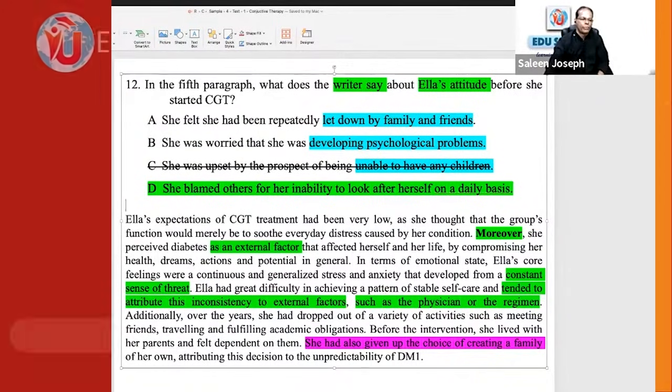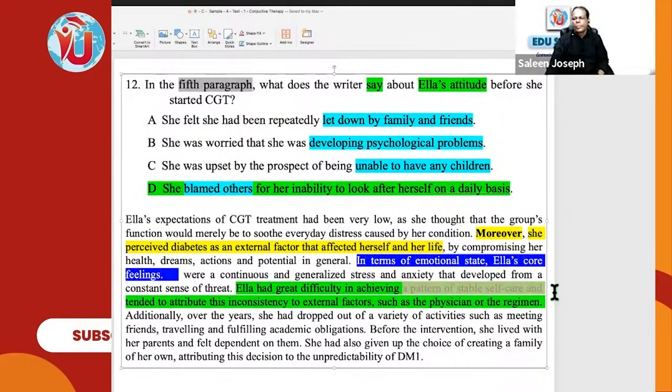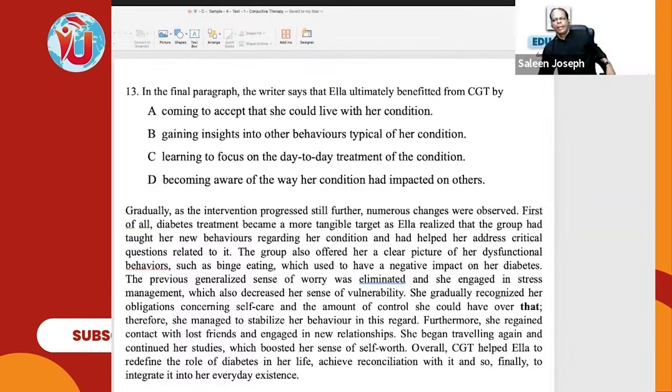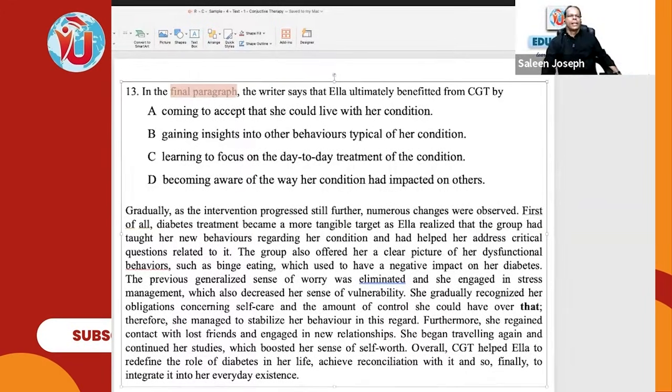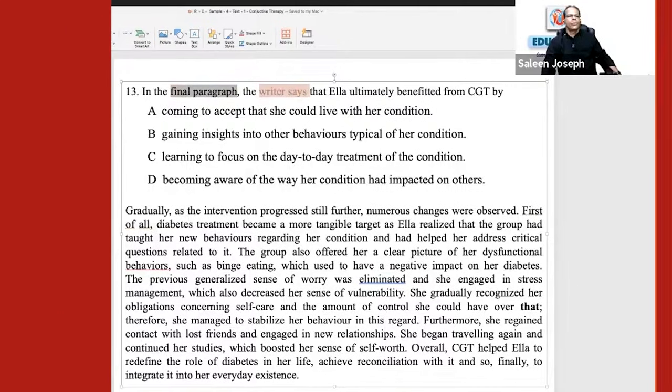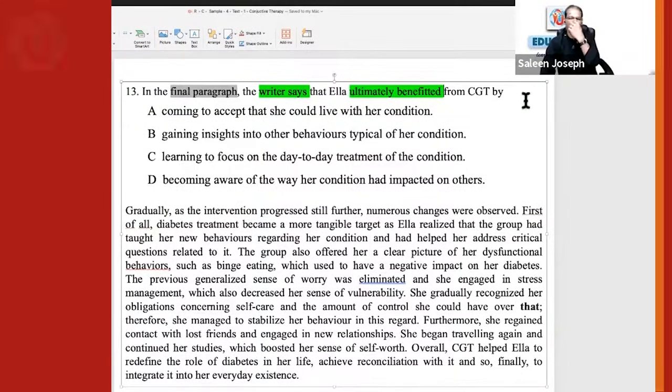The expression moreover. Is that okay? The inability to look after herself on daily basis means stable pattern of stable healthcare, right? Yes. This one, inability to look after herself on a daily basis. In the final paragraph, we have reached the final paragraph. The writer says that Ella ultimately benefited from CGT by the keyword, hedging word. Writer says, writer's opinion. Ultimate benefit. Yeah, Ella's ultimate benefit from CGT by doing something.